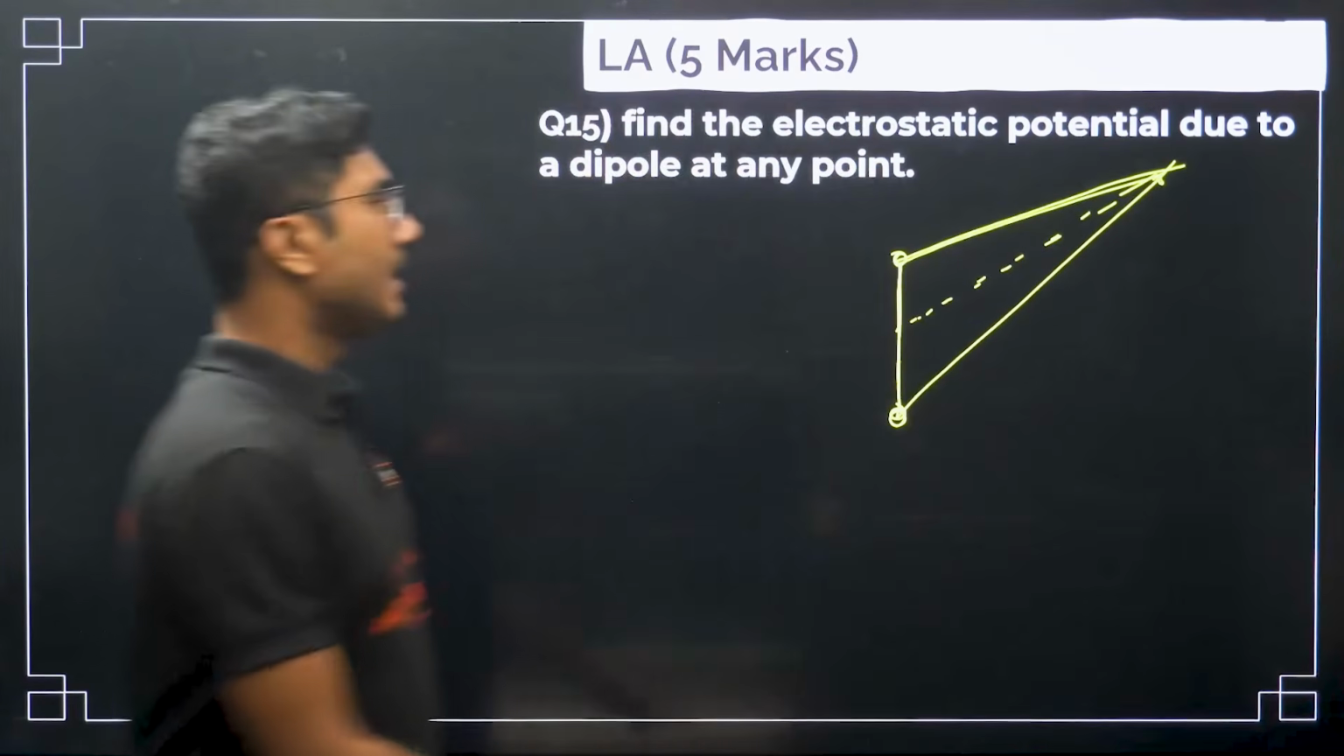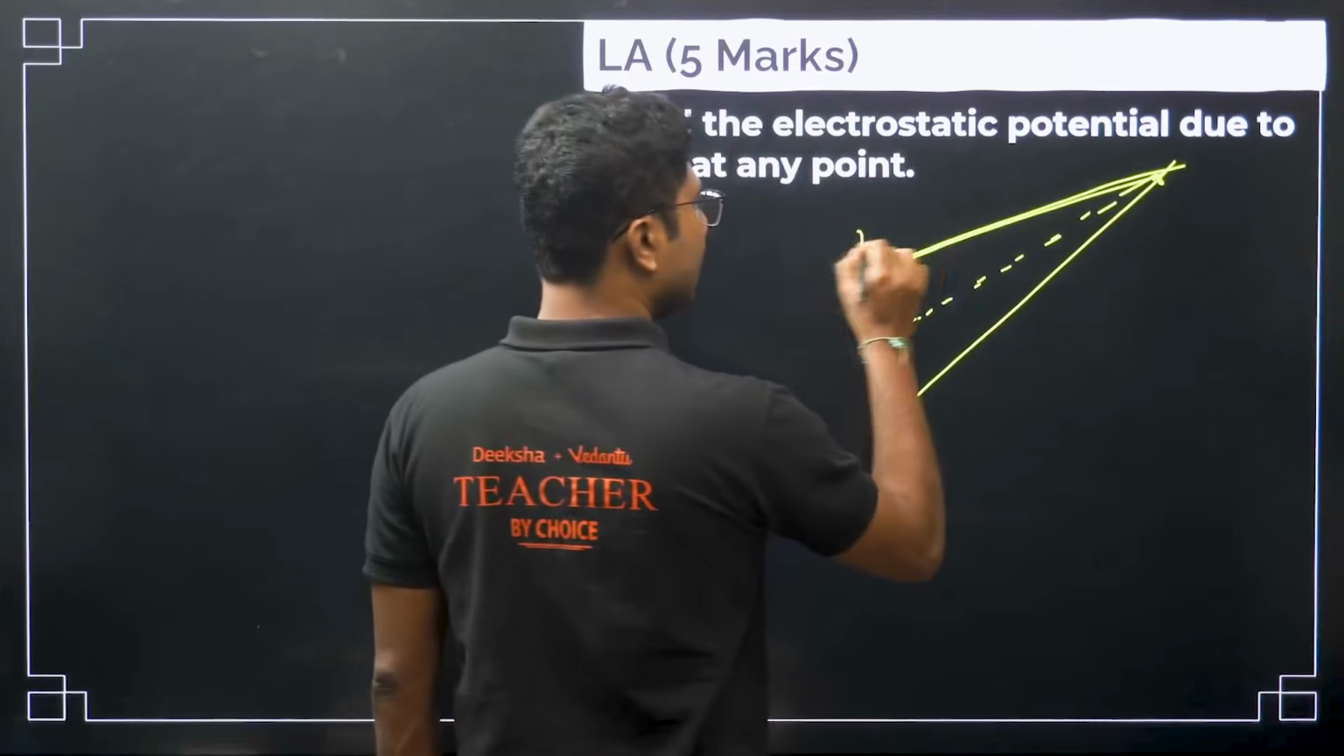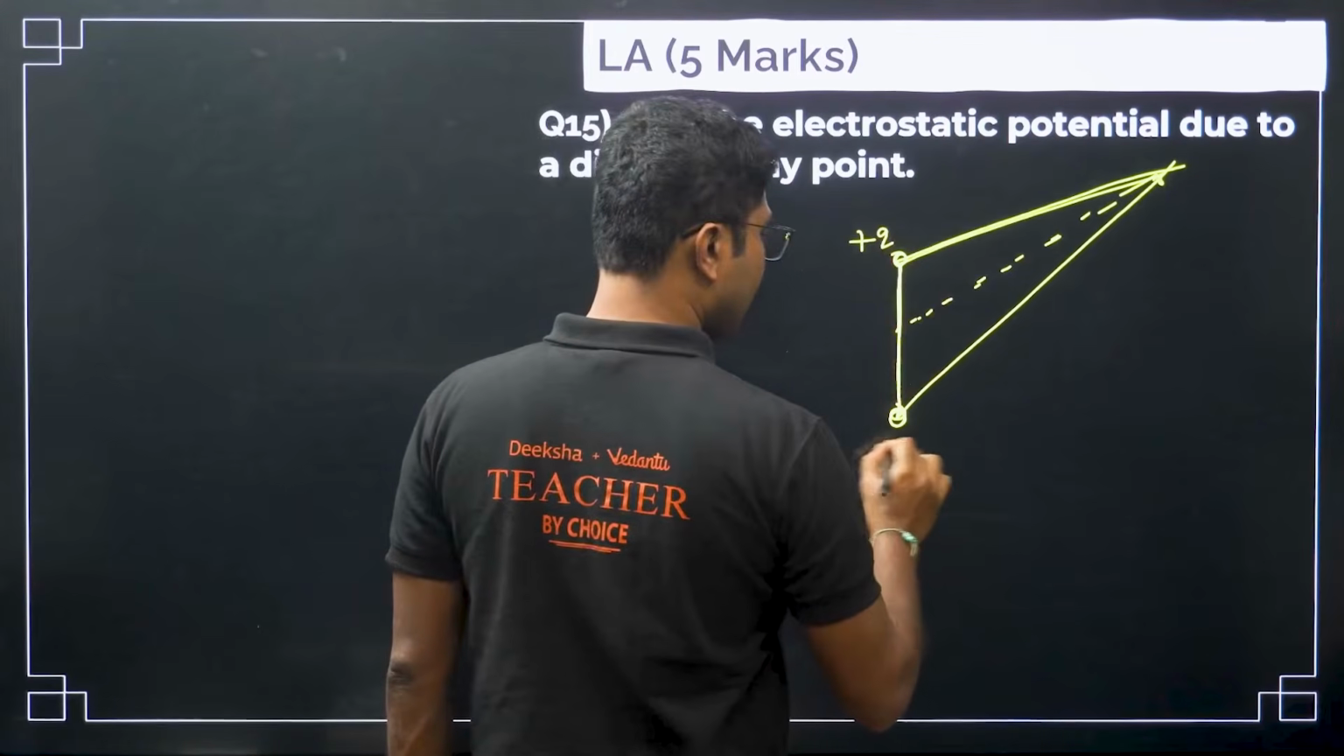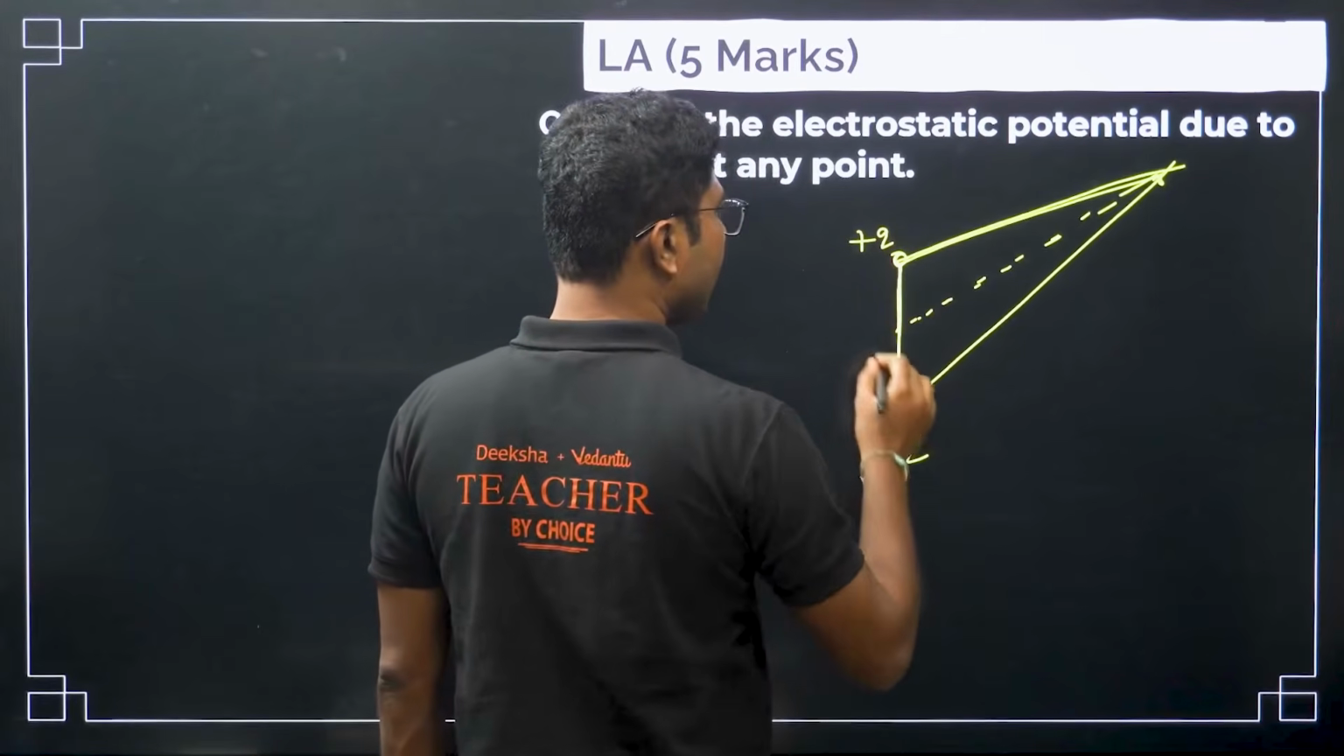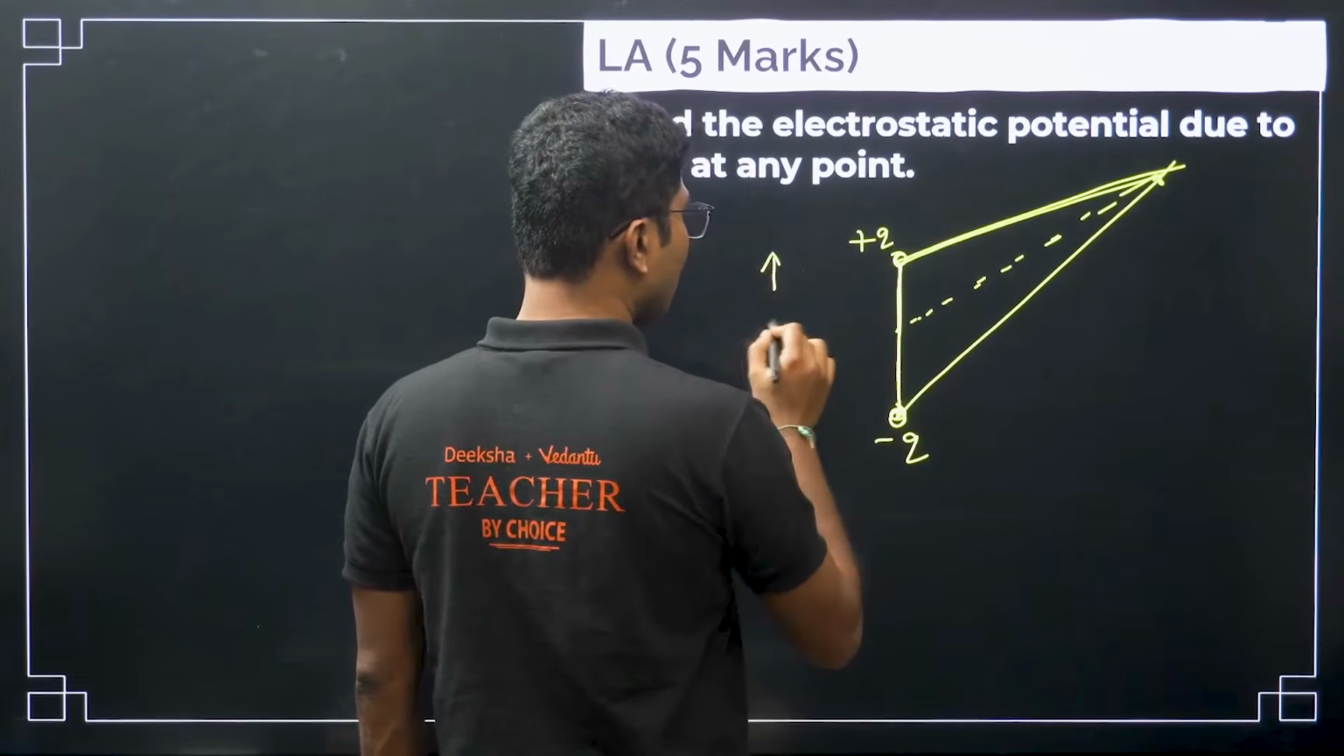So here is a dipole. This is a plus charge, this is a minus charge. The distance between them, the total distance, is 2a.